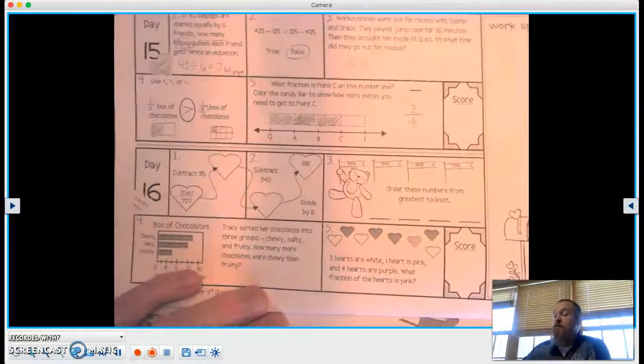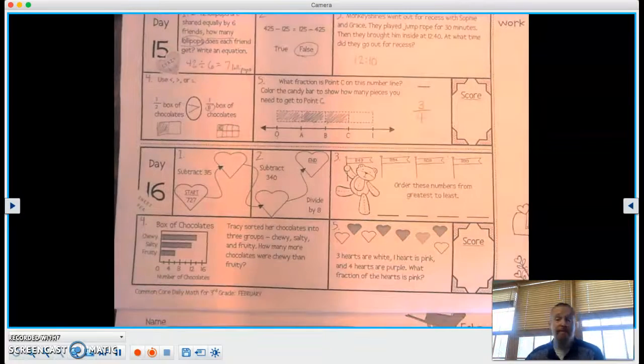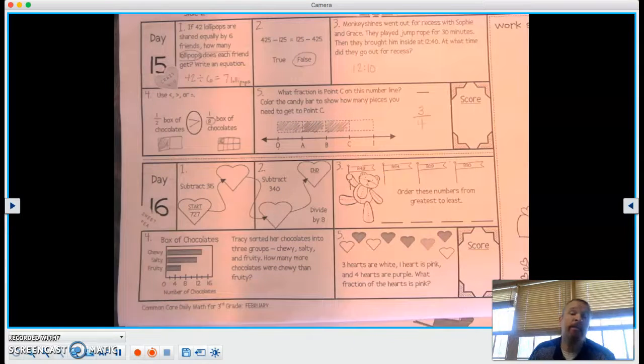Very good, you guys. All right. We're going to keep hammering away with those fractions, and you're going to get it, okay? You're going to be like, yep, this is awesome. I love fractions. They're like my favorite.